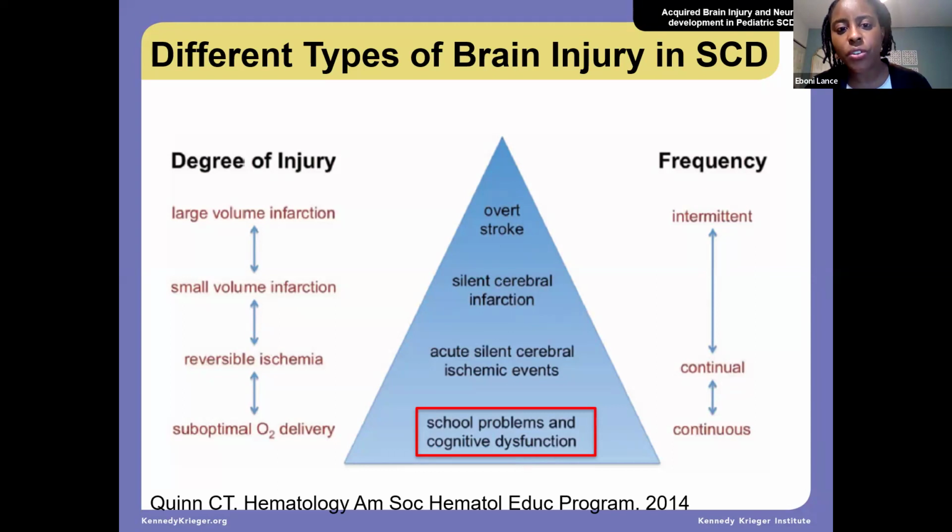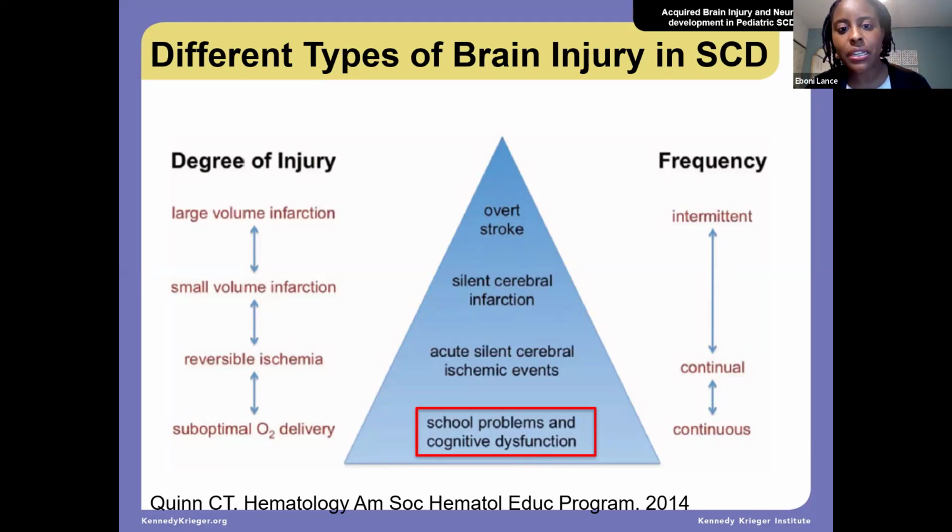But thankfully, recent research has actually decreased the risk of overt stroke in this population. So transcranial Dopplers are now used to look at the blood flow, the blood velocity in these larger vessels, and to predict who is at highest risk for overt stroke. And those patients with those higher velocities are put on transfusion therapy, which decreases the velocities and decreases their risk for stroke. So now overt stroke in sickle cell disease is much less common than it used to be previously.